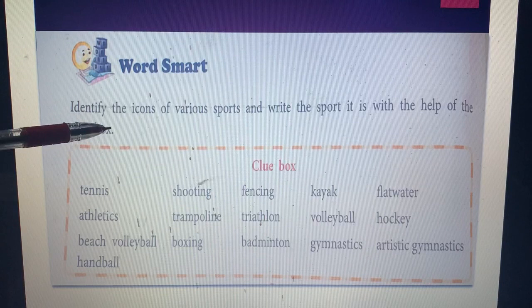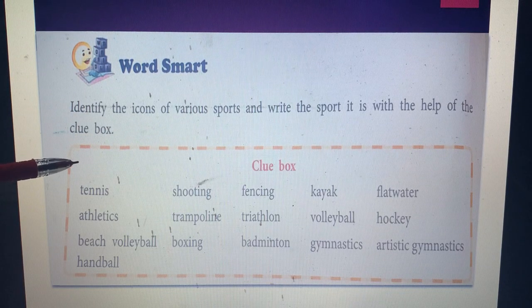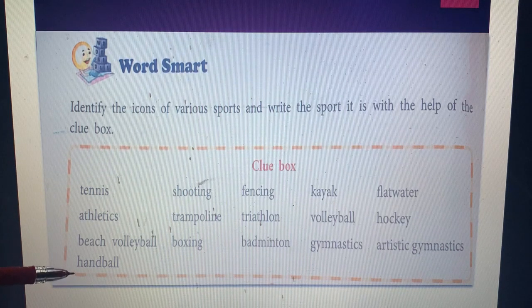Identify the icons of various sports and write the sports. It is with the help of the clue box. This is the clue box given. Let me explain the sports given over here. Tennis, you all know. Athletics also, you know.